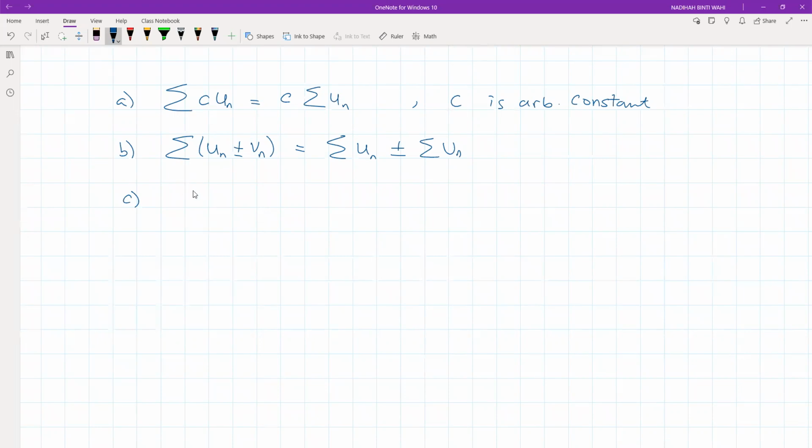Okay, and you have, for example, the summation of a times u n plus, I think plus is better, b times v n. Same thing, you can take a outside of the sum of u n and b outside of the sum of v n, provided that both are convergent. The proof, I will leave it to you to try.